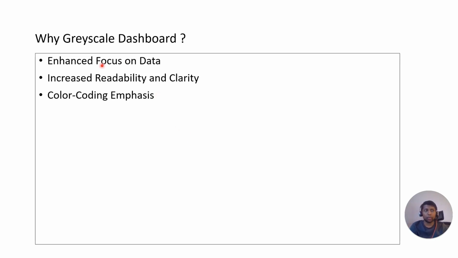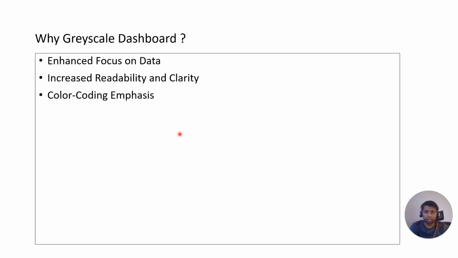It can help you to enhance the focus on the data. It can help the users to have enhanced readability and clarity. If you use color to highlight the important aspects, it can help you to get the message across. So you can basically make the color coding to emphasize the message that you want to convey.